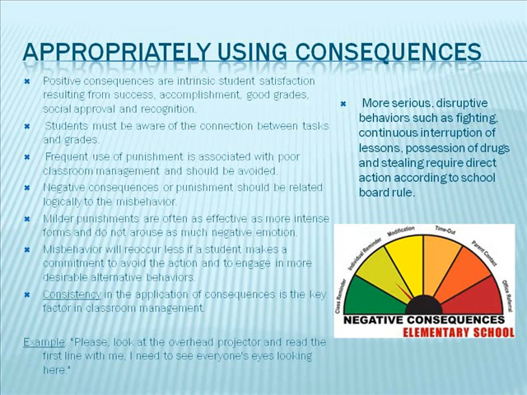Frequent use of punishment is associated with poor classroom management and should be avoided. It's more important to prevent the behavior that is causing consequences to occur. Milder punishments are often as effective as more intense punishments. Misbehavior will reoccur less often if a student makes the commitment to make changes. This is where contingency contracts might actually be very useful.